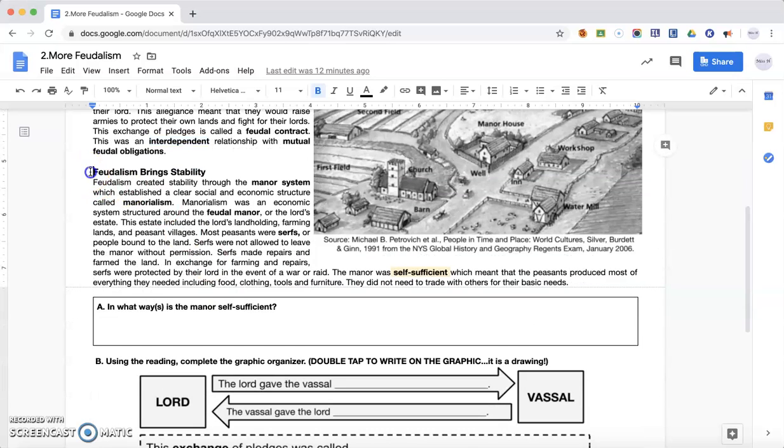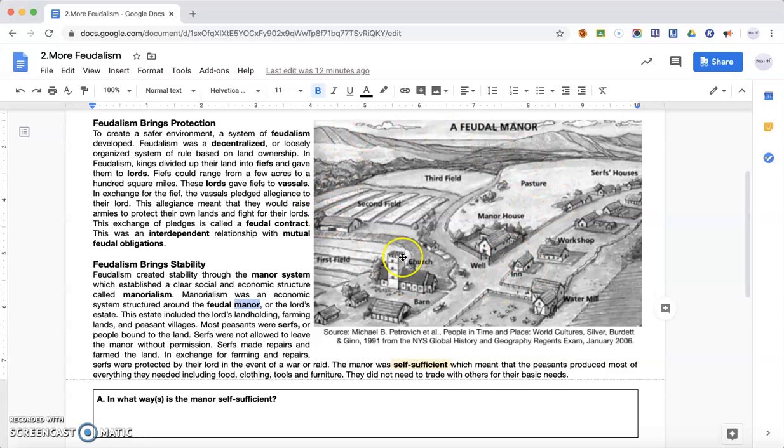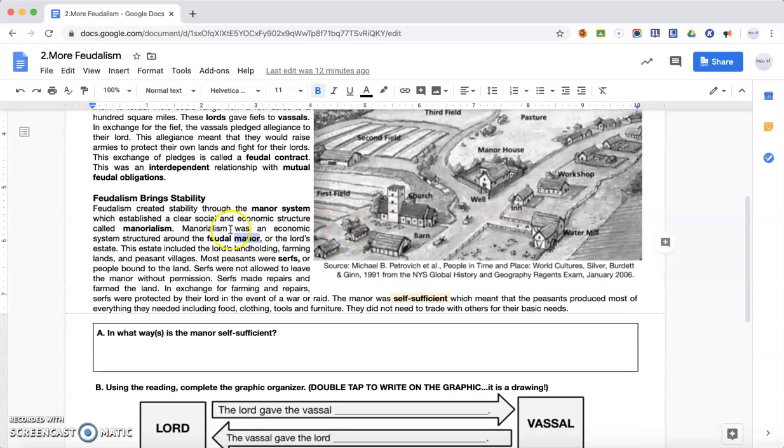All right, and last one, feudalism brings stability. So, feudalism created stability through the manor system, which established a clear social and economic structure called manorialism. Manorialism was an economic system structured around the feudal manor, right? Makes sense. Is what we just talked about in our PowerPoint. Or the lord's estate, meaning this. This is the manor. This is the land. This estate included the lord's landholding, farming lands, and peasant villages. Right here. Most peasants were serfs or people bound to the land.